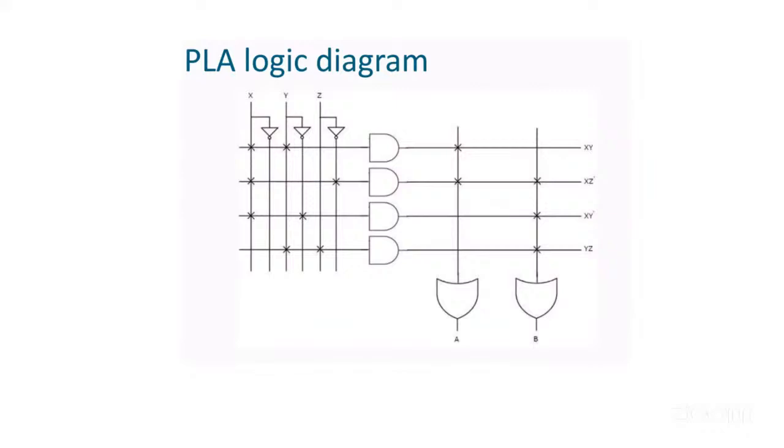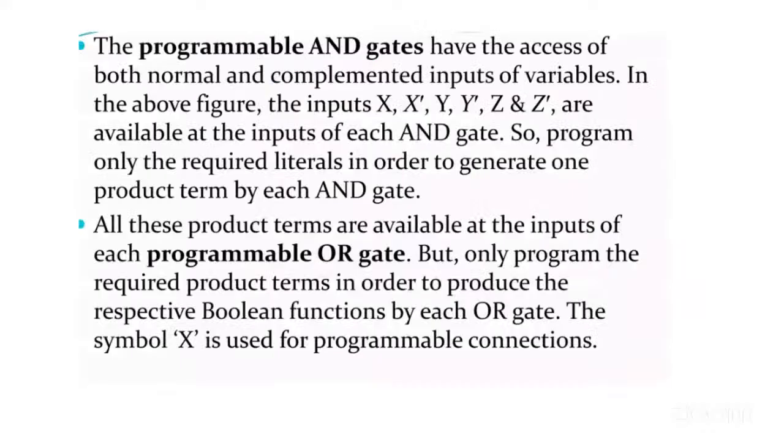It's connected to PLD. The programmable AND gates have the access of both normal and complemented inputs of variables. In the above figure, the inputs x bar, y bar, z bar are available at the inputs of each AND gate. So, program only the required literals in order to generate one product term by each AND gate.